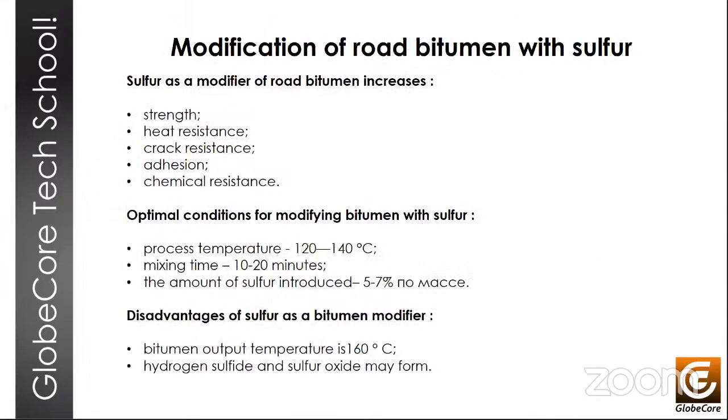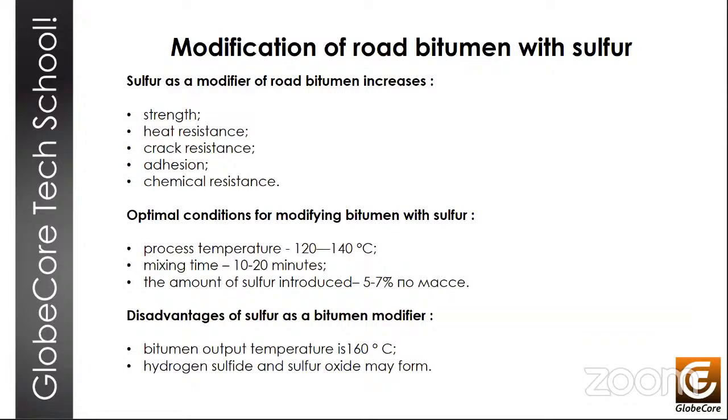Right. So the next method we'll look at is modification of bitumen with sulfur. Sulfur solution, so to speak. The addition of sulfur increases strength, heat resistance, crack resistance, adhesion, and chemical resistance of road bitumen.